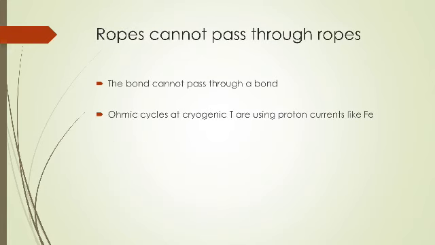And keep in mind that in these mock-ups I'm showing, ropes cannot pass through ropes, just like a bond cannot pass through a bond without an ohmic cycle. They spring off each other. And ohmic cycles at cryogenic temperatures are using proton currents like iron. So if, say, take mercury, which at 1 degree Kelvin is a superconductor, the proton currents are just like in iron, in which they're passing between the protons, even though they're separated by atomic distances.